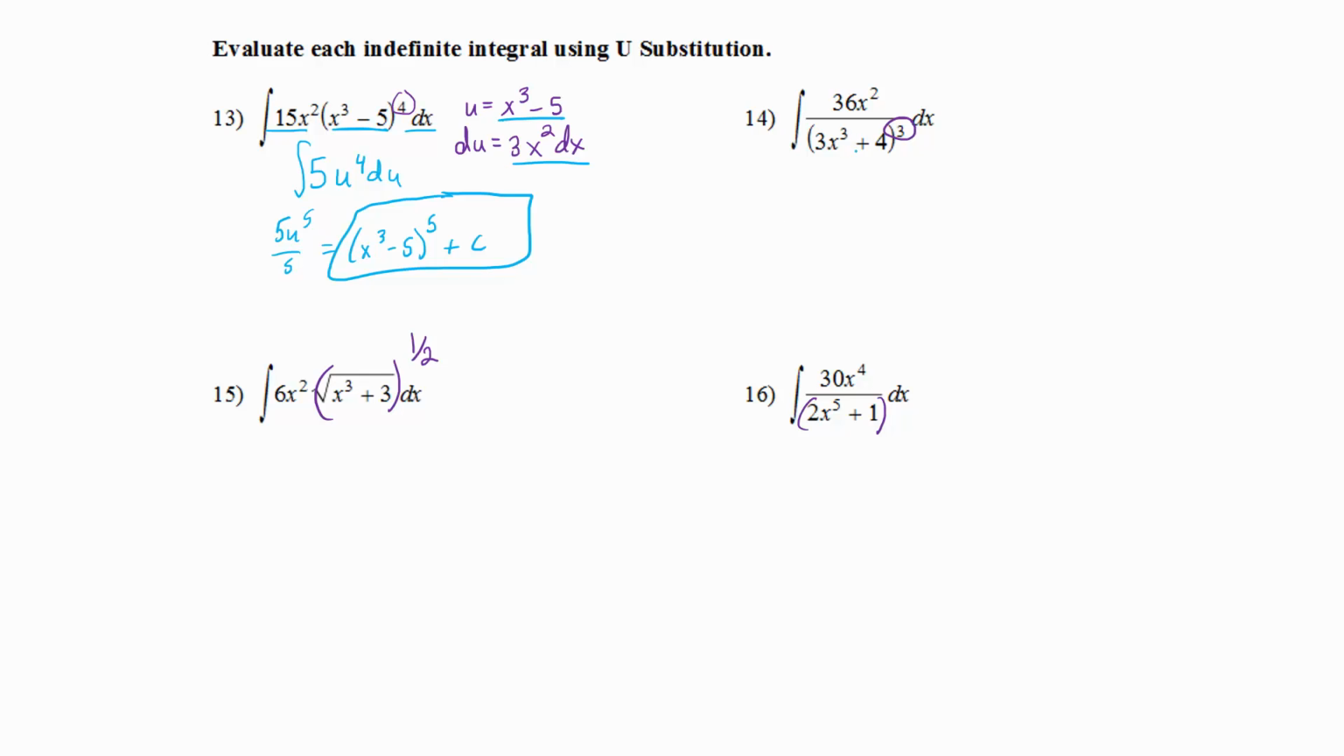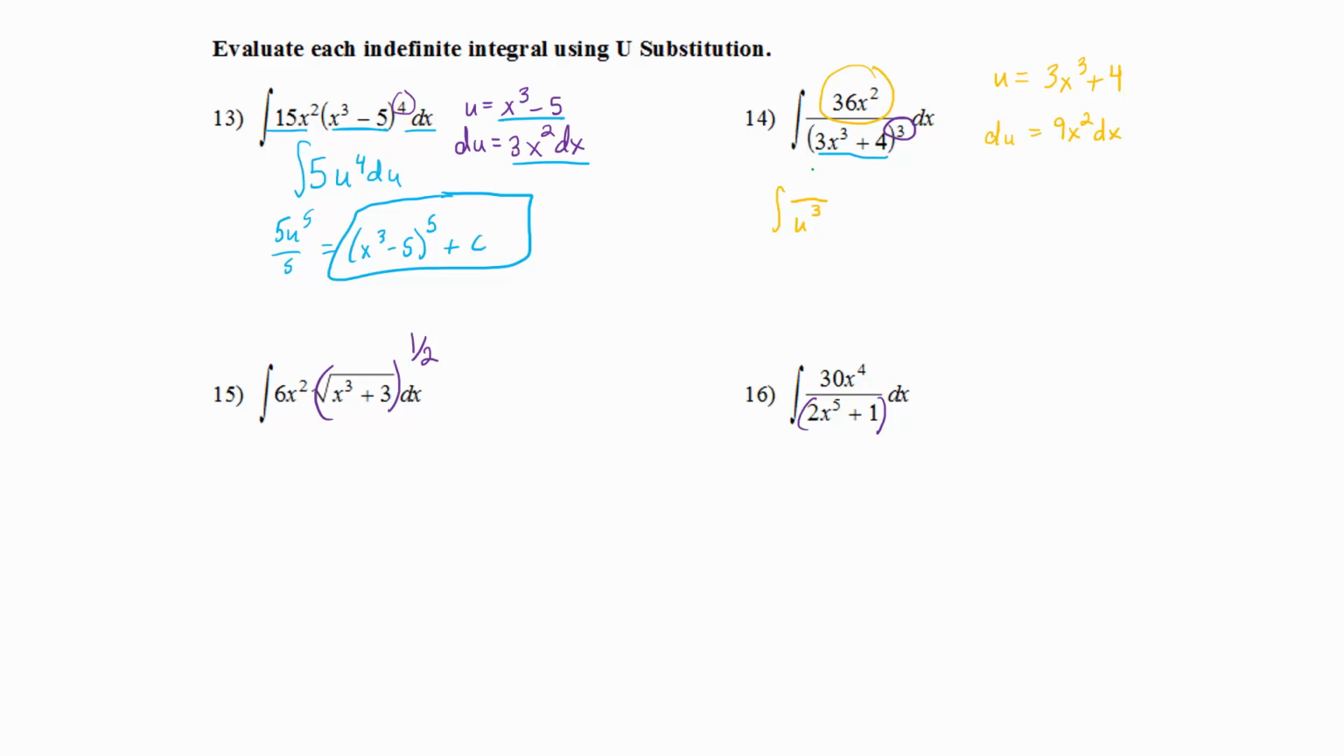Number 14, u substitution again. This time our u will be what's in the parentheses on the bottom, so that means it is 3x cubed plus 4. Du is the derivative of that, which you get by multiplying by the power and then subtracting 1, so that's 9x squared. We are going to put u down here on the bottom, so u to the third power is on the bottom, and then we look at what's on top here, and we divide 36x squared by 9x squared, and that's what we're going to put on top of our new fraction.